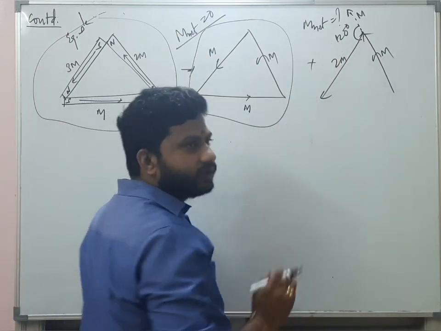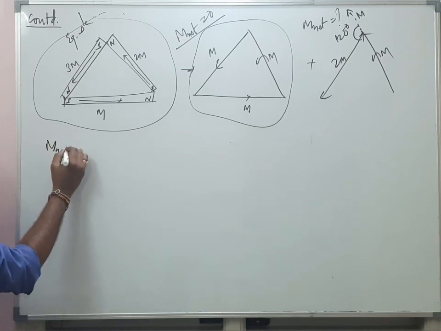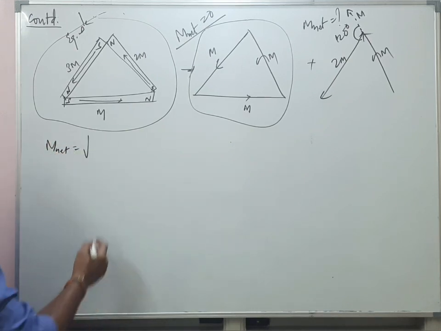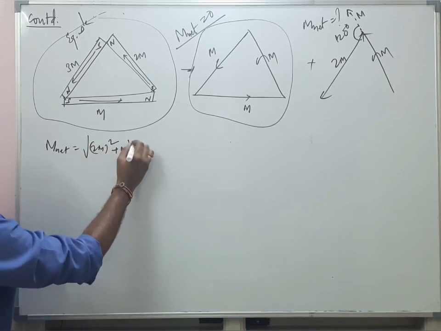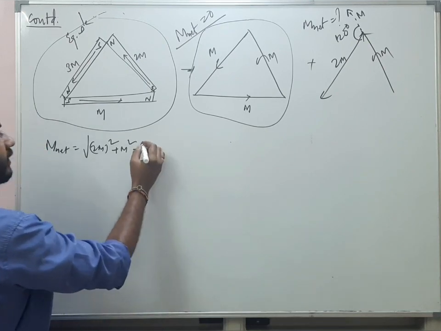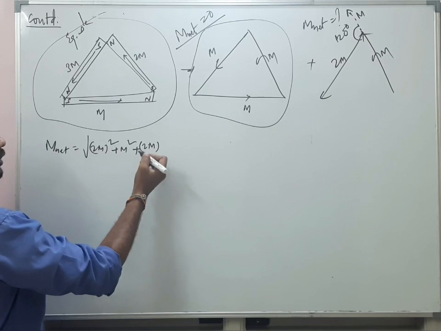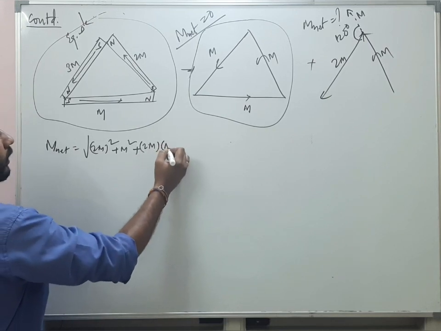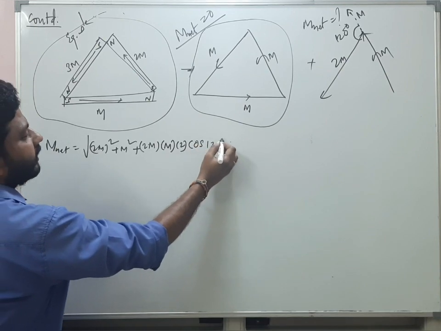Now you can find the net magnetic moment will be equal to square root of, what is that? m1 square plus m2 square plus 2 m1 m2 cos 120 degrees.